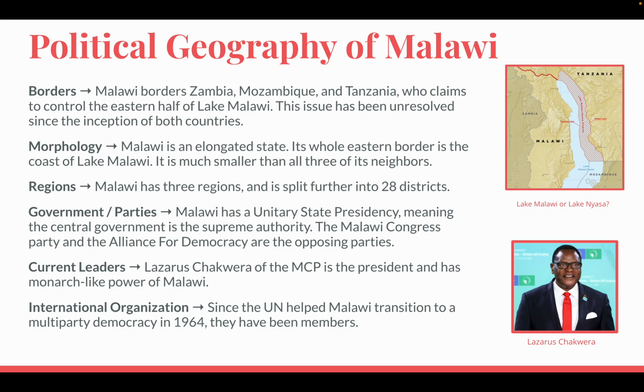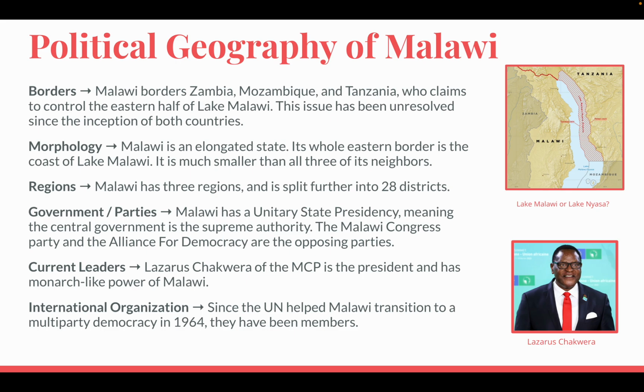So Malawi is split into 3 regions as far as distribution of power, and each of these regions is split into 7 to 9 districts, so there's 28 districts in total. So Malawi has a unitary state presidency, which means that the central government has pretty much all of the authority.